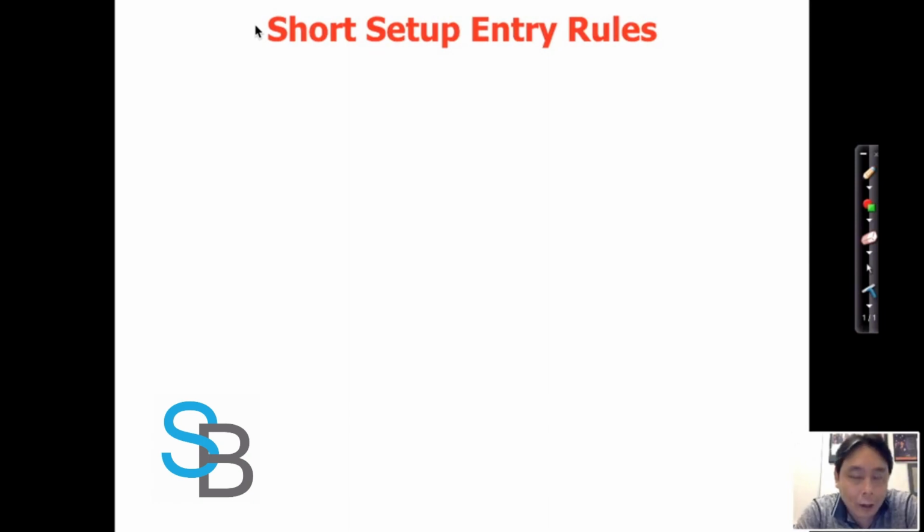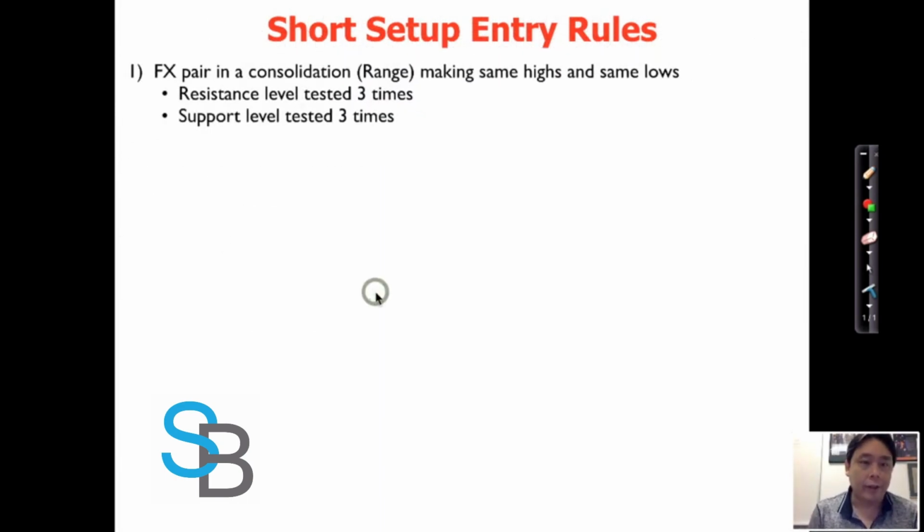Alright, so now that you're clear on how to trade the long side of the range strategy, let's look at trading the short side. The rules are pretty much the same, it's just the inverse, right? Again, the first thing is we want to see an FX pair in a consolidation, a range making same highs and same lows. Once again, resistance level tested 3 times at least, support level tested 3 times at least. So let me draw that.